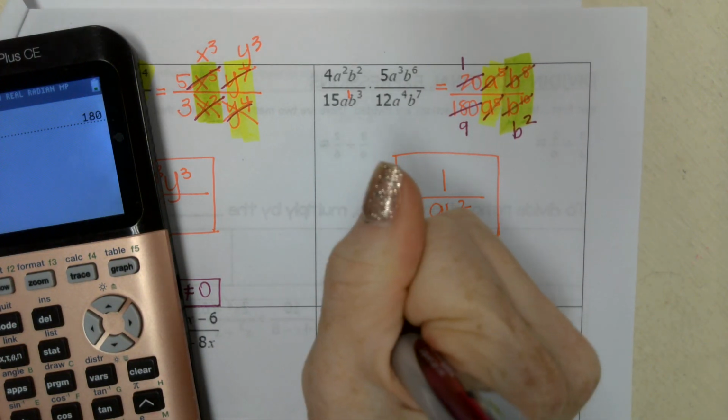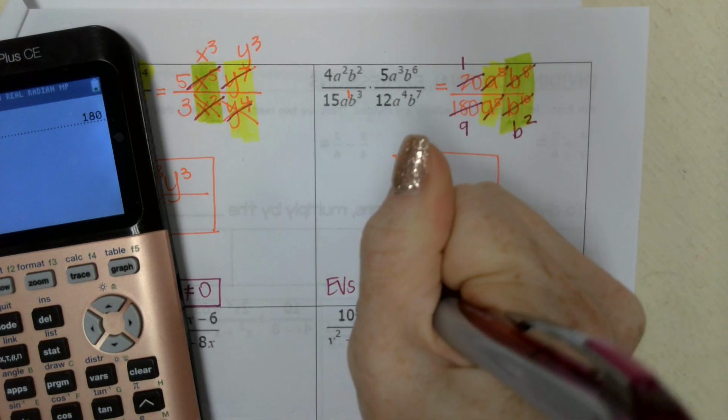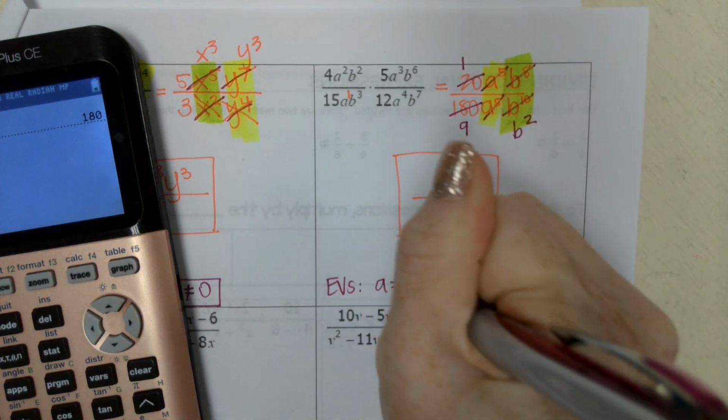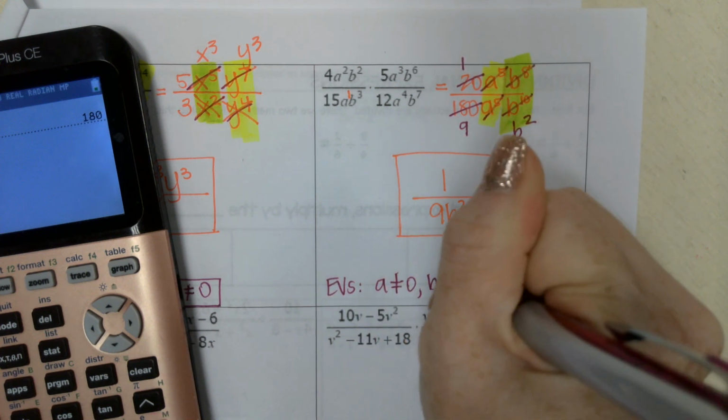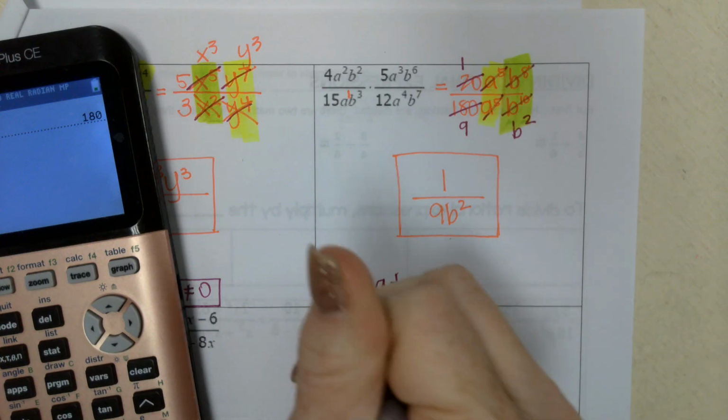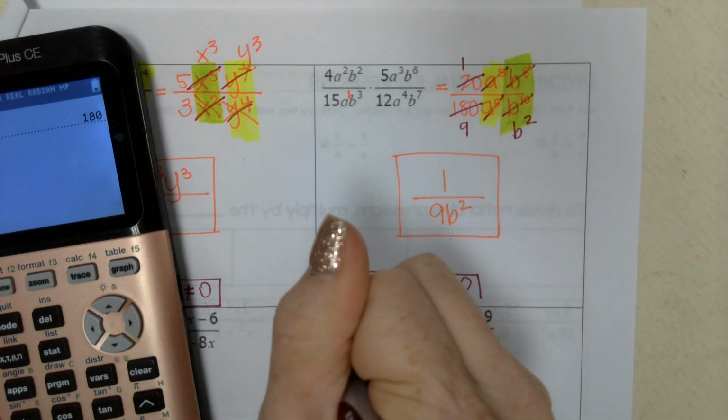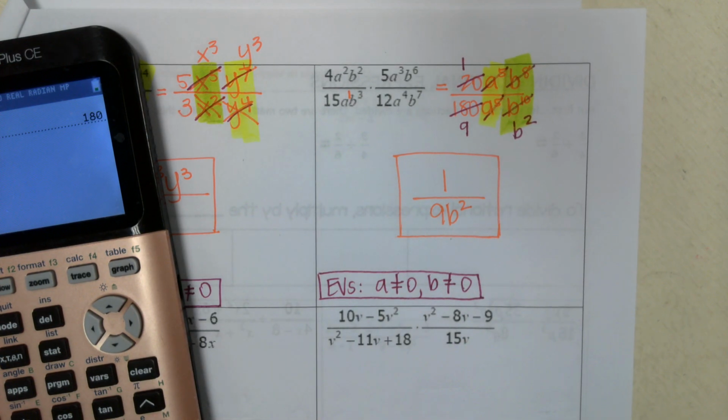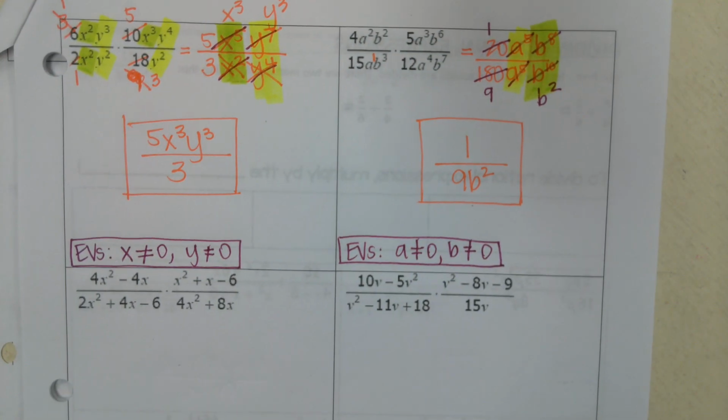And once again, because I had 2 different variables in the denominator, and they were just individual variables, there's no addition or subtraction with those. We just have to restrict those variables from being equal to 0.